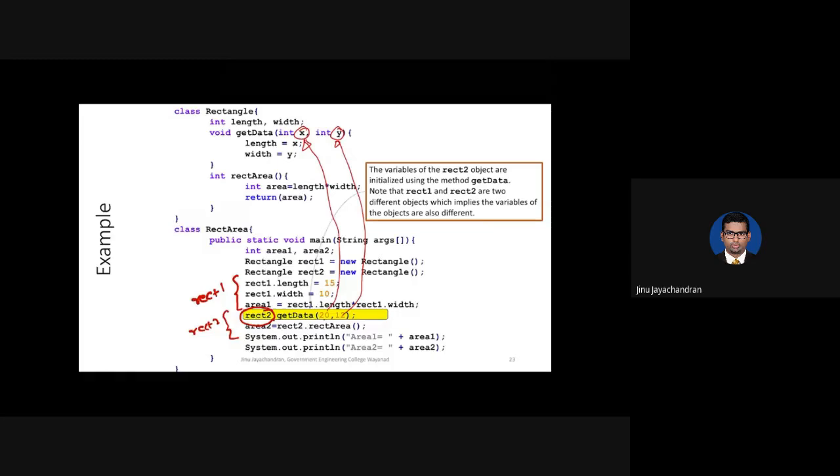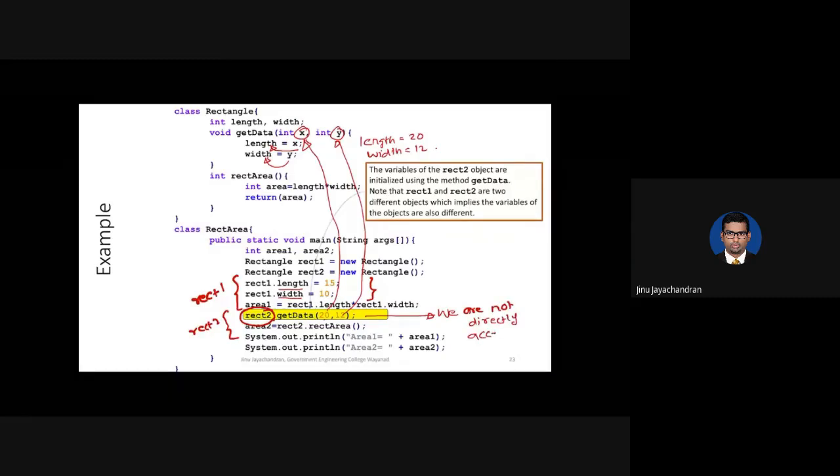Now inside the function, x is assigned to length and y is assigned to width, which means now the value of length is equal to 20 and the value of width is equal to 12. Okay, so this is what happens inside the function. This is the same thing we did here too. Here we assign length and assign width, but there we take each individual data from the class. In this situation, we are not directly accessing the data. That is the correct way of doing it.